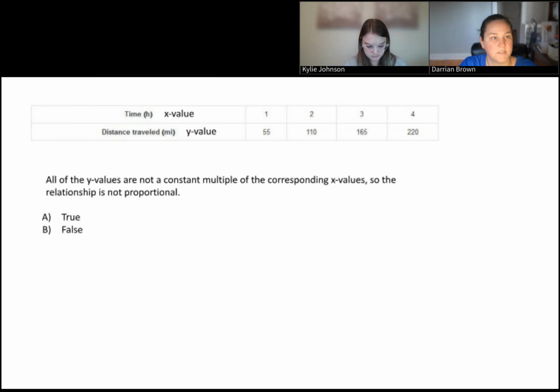This is slide 7. It will be number 6 on your test. This is just a true or false question. It says all of the y values are not, I'm going to highlight that, are not a constant multiple of the corresponding x values. So the relationship is not proportional. What do y'all think? Is that true or false? What do we know about tables that makes them proportional?